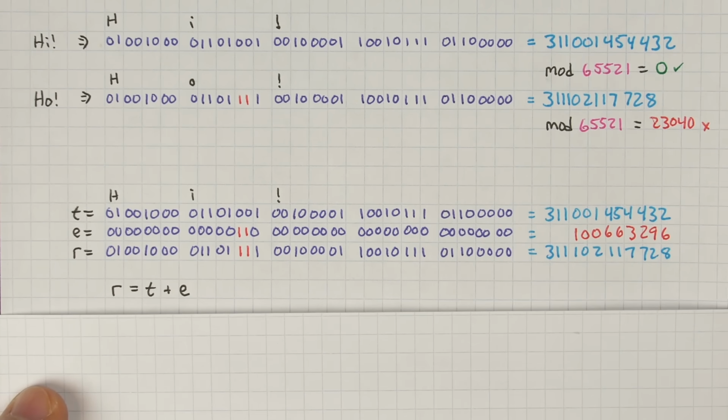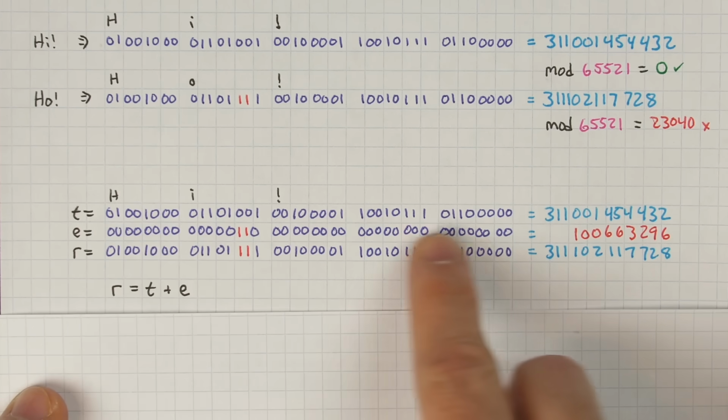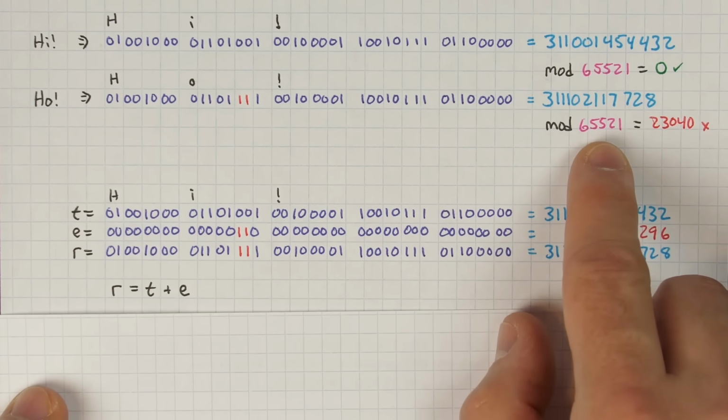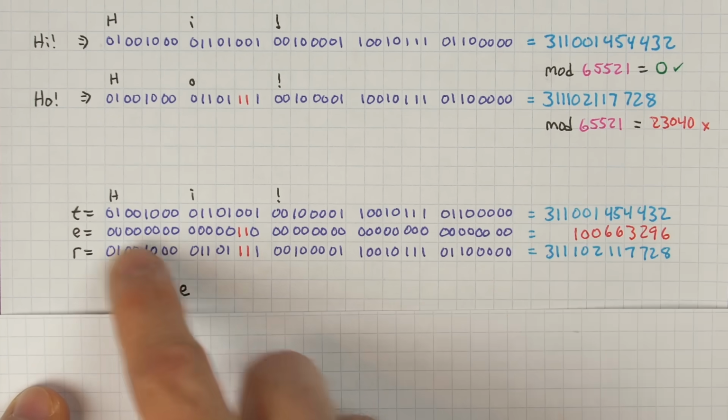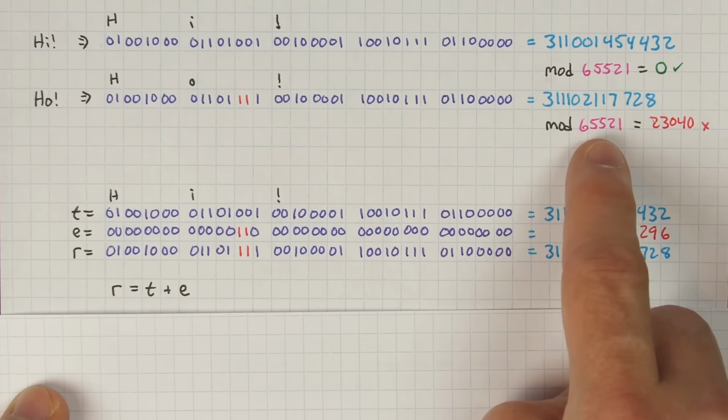And this is a helpful way to think of it, because we know that our transmitted message is divisible by whatever number we're dividing by. So if we're dividing by 65521 in this case, we know that our transmitted message is divisible by that.